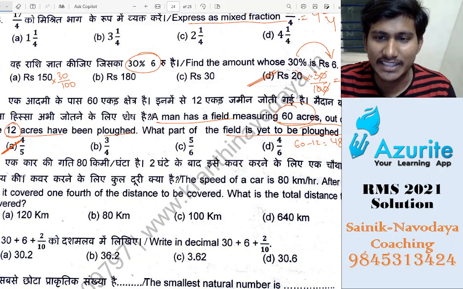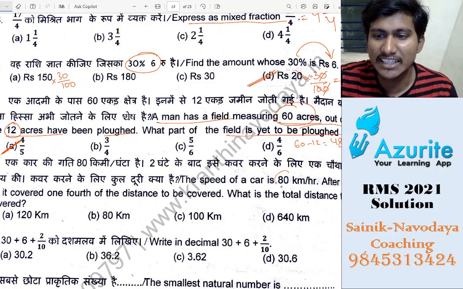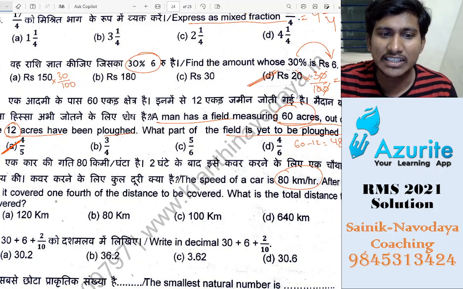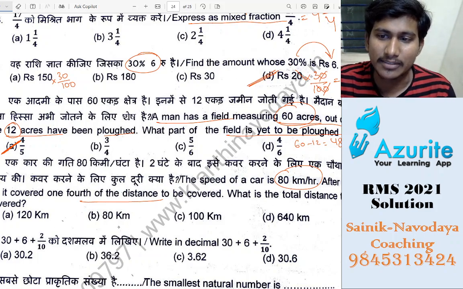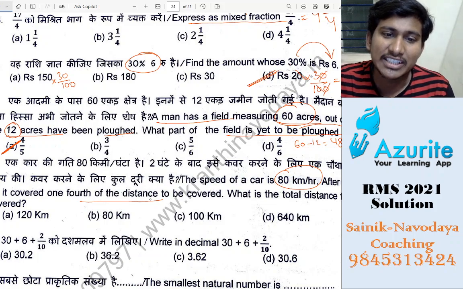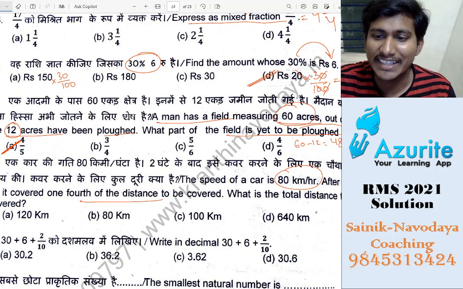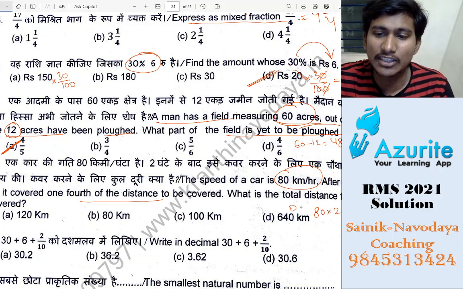Now 186. The speed of a car is 80 km. After 2 hours, it covers 1/4 of the distance to be covered. What is the total distance? So after 2 hours, it covered 1/4. 80 km into 2 hours, how much distance will it be? That is distance, we find speed into time.